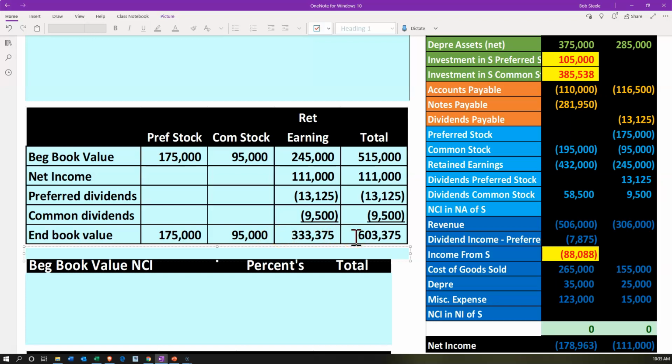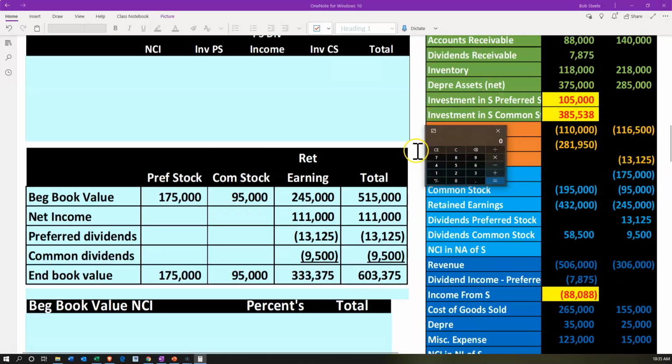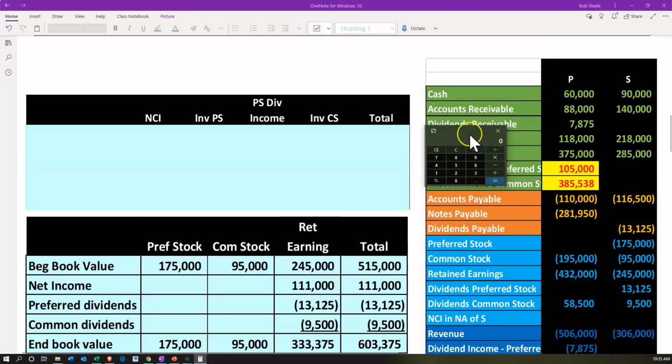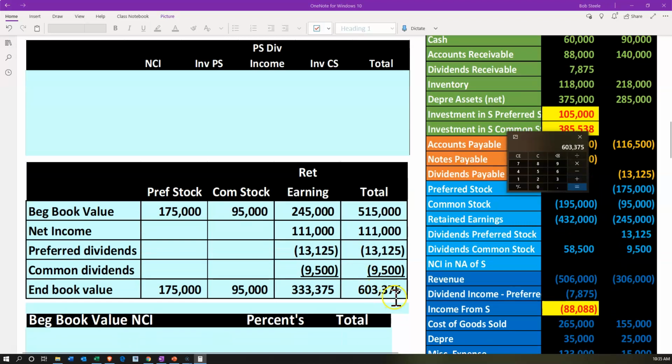So to help us out with that first journal entry, we're going to do basically that same calculation, but think of it in terms of P and how they are accounting for their investment in S. Another way to think about this is to calculate the total equity section as assets minus liabilities. If you had a trial balance laid out like this, you could just say 90,000 plus 140,000 plus 218,000 plus 285,000 minus the 1165 minus the 13125. And that's going to give us our 603,375.